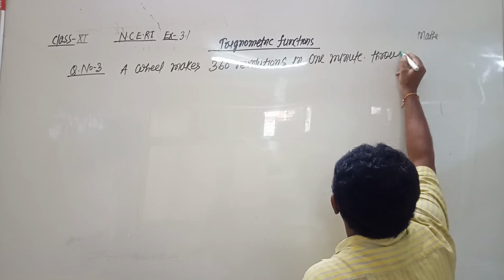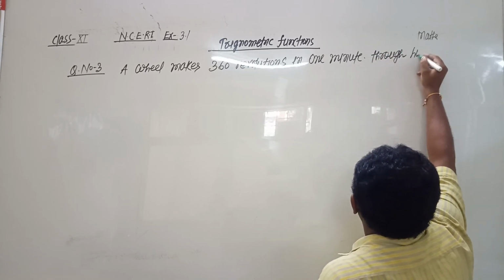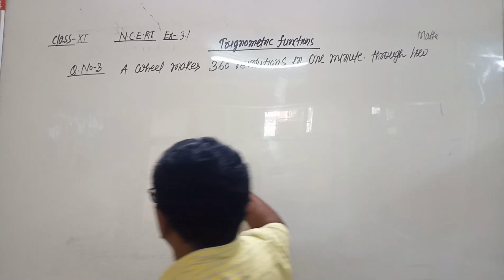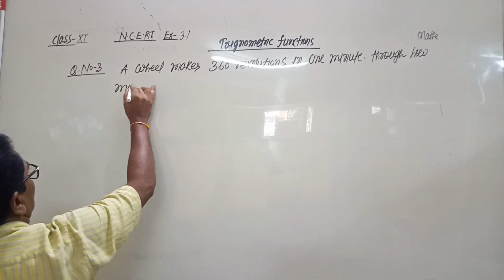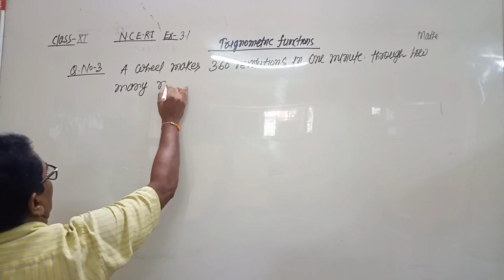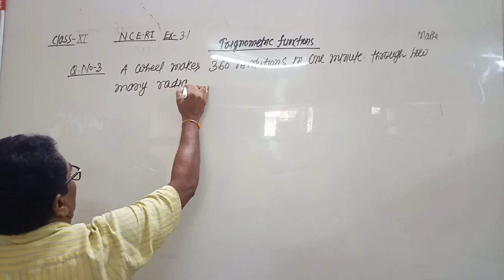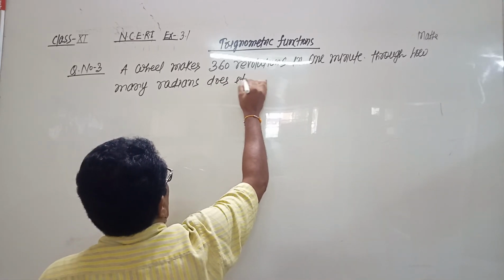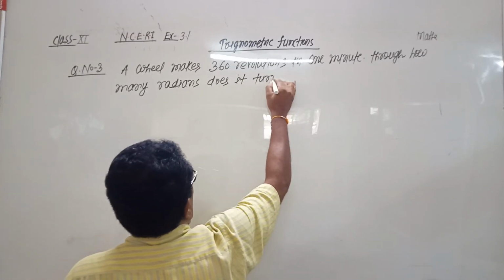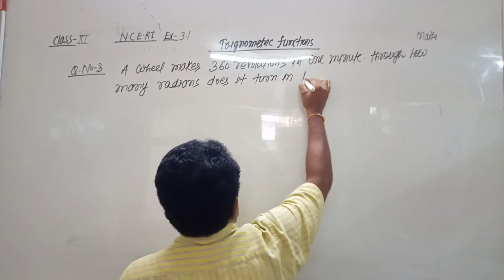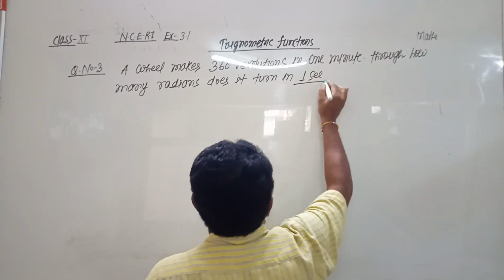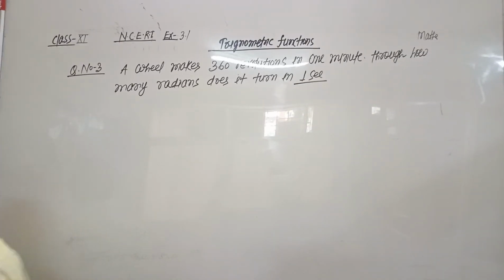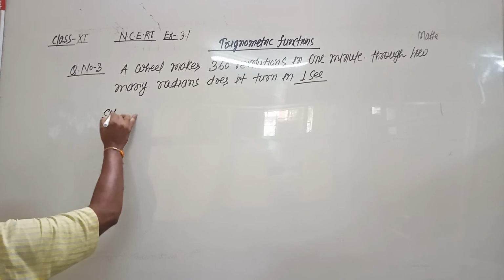Through how many radians does it turn in 1 second? In 1 second, how many radians does the wheel turn? We have to calculate.